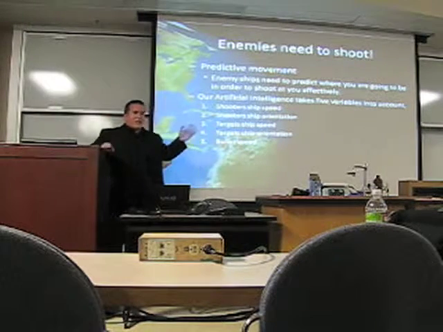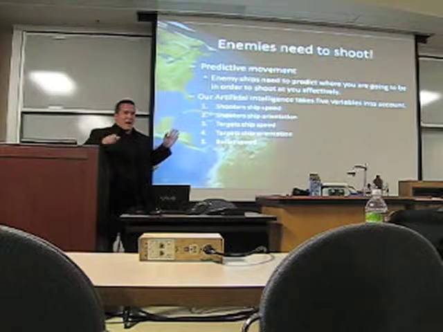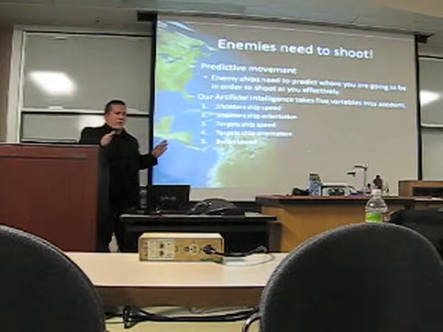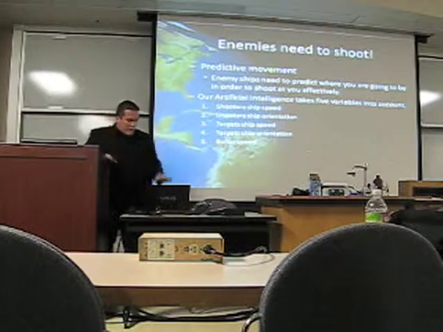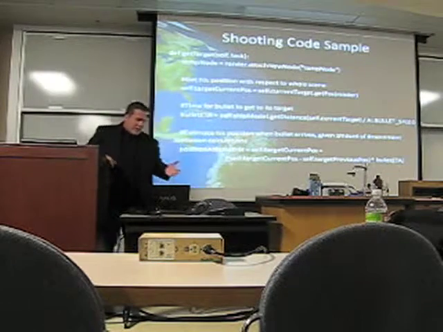We aren't actually plotting his movements and figuring out how he's going to turn next, but we're actually just calculating where he's moving. We use these 5 things to estimate where he's going to be. And here's our example code.